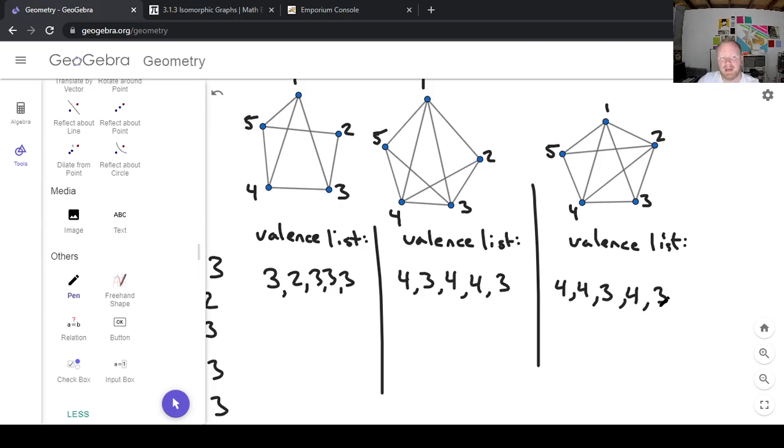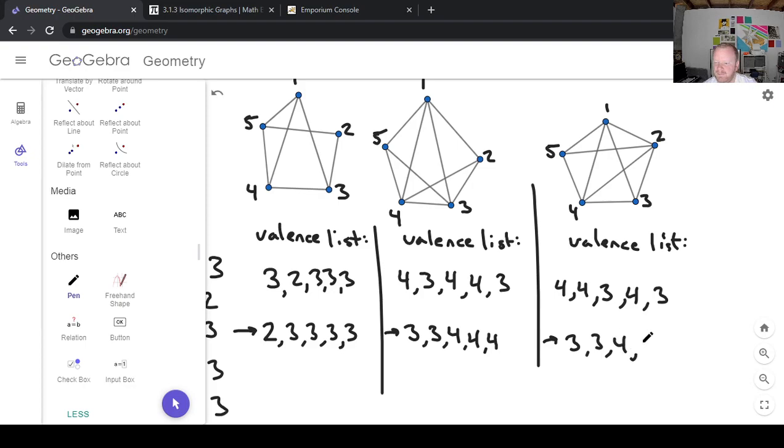Now, like I said, for isomorphic graphs, we know that the order doesn't matter, so I'm just going to go ahead and rewrite this valence list from smallest to largest. So I can reorder these numbers in this list: 2 and then 4 3s there. This one would become 3 3 4 4 4. And this one would also be 3 3 4 4 4, right? Just arranging them from smallest to largest.